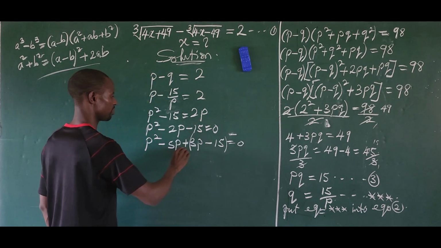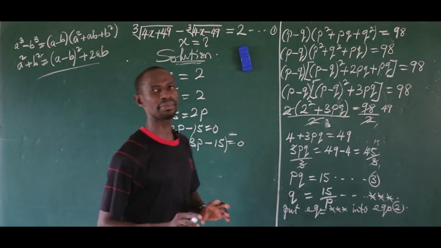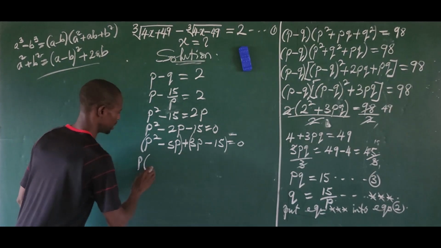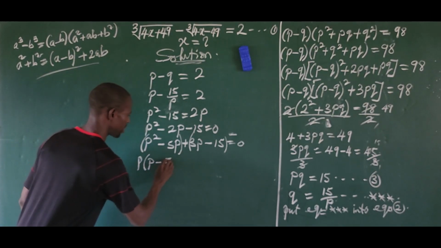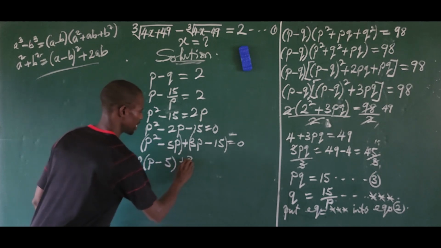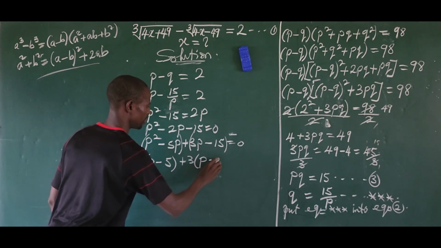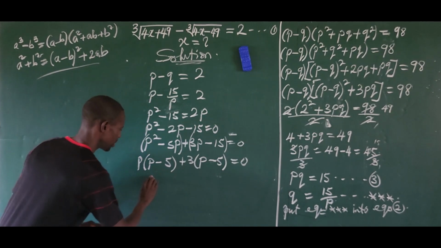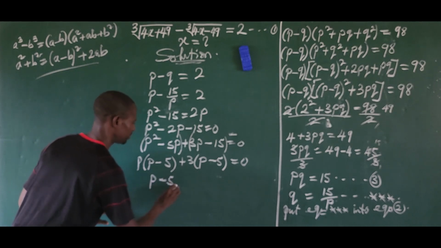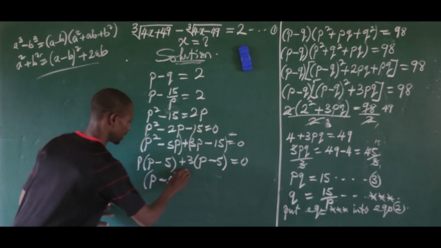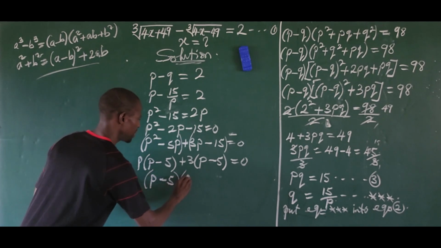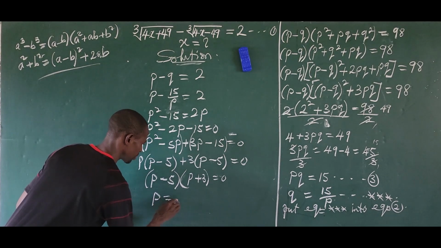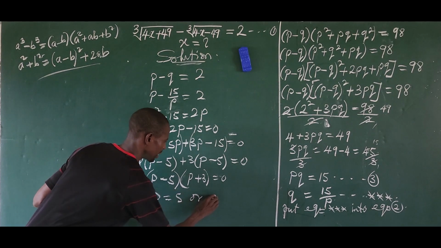So we can put this in brackets and factor out the terms that are common. Here P is common, so we have P minus 5, close bracket, plus what is common here, 3. So here we'll have P minus 5 also, equal to 0. We take these because they are the same. So we have P minus 5, then bracket, P plus 3 equal to 0. So this will give us P equal to 5 or minus 3.